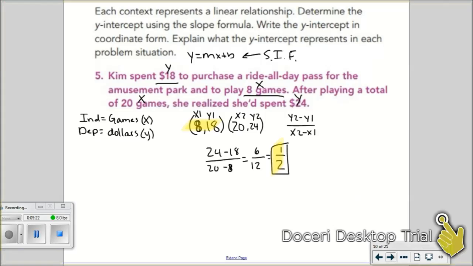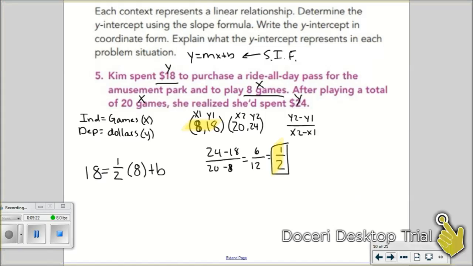So it's just like what we just did, only we don't have a table to go off of. So instead of y equals, we're going to use our y1 value of 18. So we have 18 equals, and m is 1/2. So 18 equals 1/2, our x is 8, so 1/2 times 8 plus b, and then we just work it out.